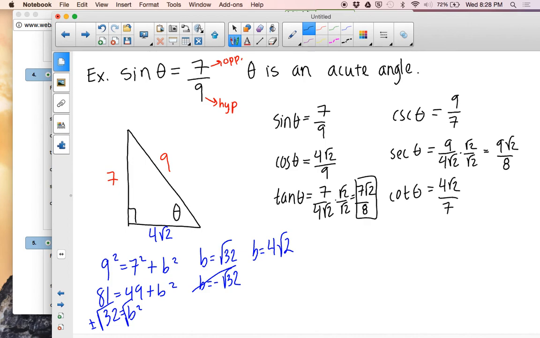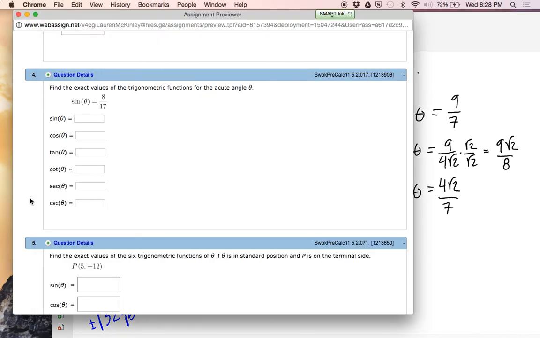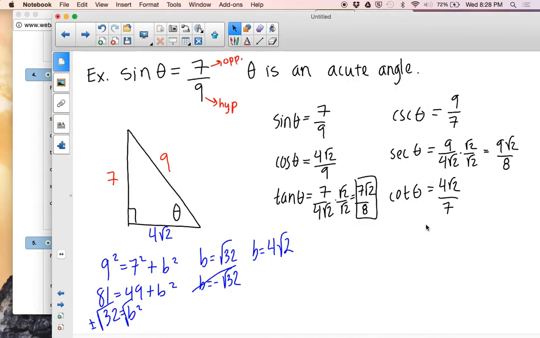So there you go. Now come back to your WebAssign, and you should be able to do number 4. Pause the video, do number 4, make sure you understand the concept, and then come back to the video.